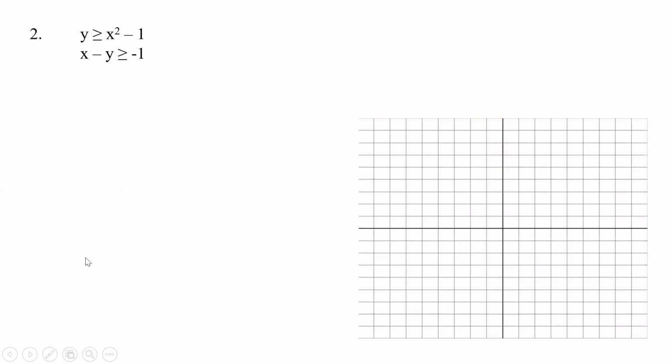Okay, here we have a system. So we have to do two things. We'll have y equals x squared minus 1. Well, that's the same one we just did. And the next one is x minus y equals negative 1.